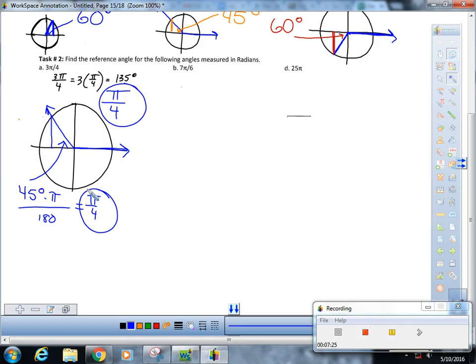Okay? 7 pi over 6. That's 210 degrees. Okay? Now I'd like for you to know how I got that quickly. I treated that as 7 times pi over 6. And what was pi again? Okay, so what's 180 divided by 6? And 7 times 30? That's how I'm getting that. You're going to have to get decent at doing that in your head. Okay?